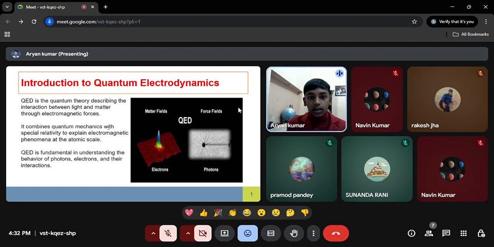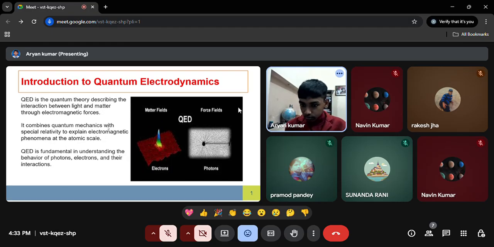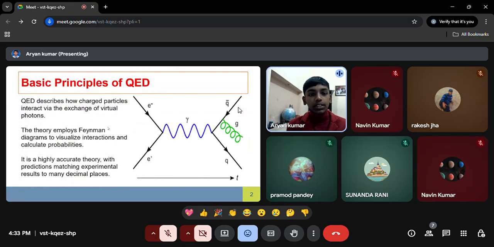Okay, so let's get to quantum electrodynamics. Quantum electrodynamics is the quantum theory describing the interaction between light and matter through electromagnetic forces. It combines quantum mechanics with special relativity to explain electromagnetic phenomena at the atomic scale. So, it is fundamental in understanding the behavior of photons, electrons, and their interactions. Basic principles of quantum electrodynamics. So, Saksham, can you read this slide?